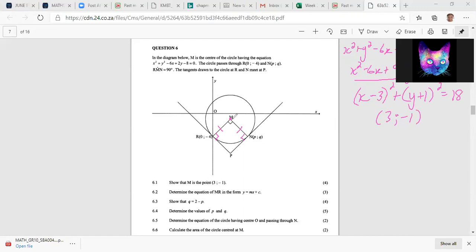Determine the equation of MR. MR, this one. Right, now you have the center, it's 3, minus 1. So you can find the gradient of MR. It is minus 1 plus 4, which is 3, over 3 minus 0, which is 3, so that's 1. Y is equal to mx plus c, and sub the other point in.